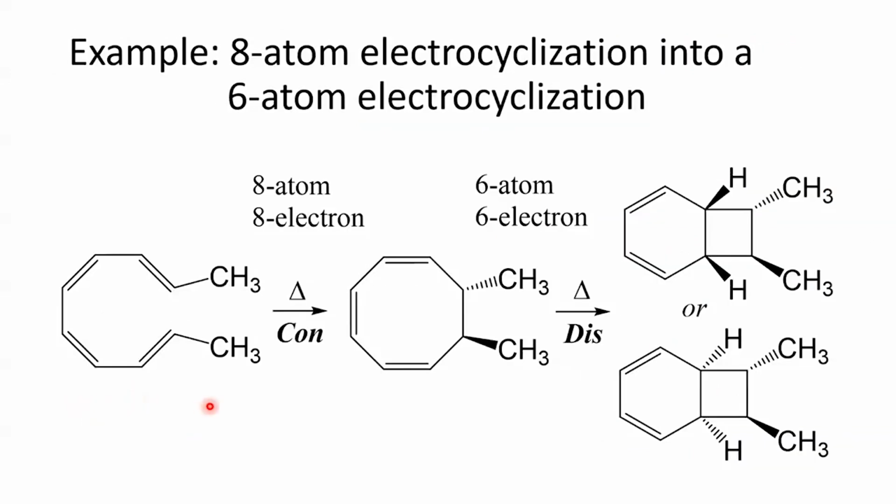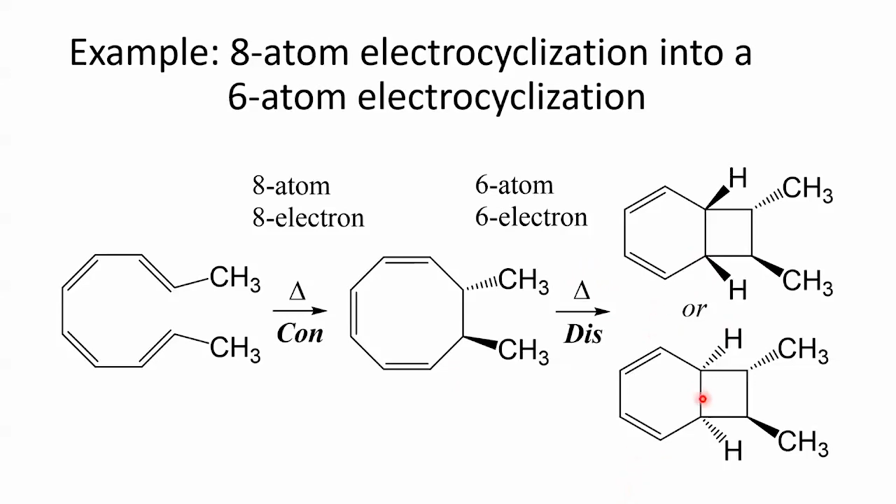And starting with our 8-atom, 8-electron ring-opened form, we can undergo electrocyclization, thermal conditions, conrotatory mechanism of closure, giving this arrangement of the methyl groups here. But interestingly, if we look at this product, we can view it as a 1, 2, 3, 4, 5, 6-atom, 6-electron species of its own, meaning that it too could undergo electrocyclization. And per the Woodward-Hoffmann rules, 6 atoms, 6 electrons, it's going to undergo a disrotatory electrocyclic ring closure under thermal conditions, giving us either of these 2 products shown here.